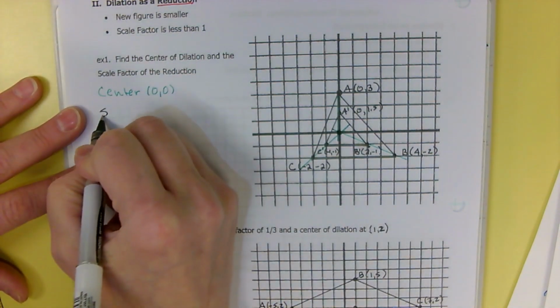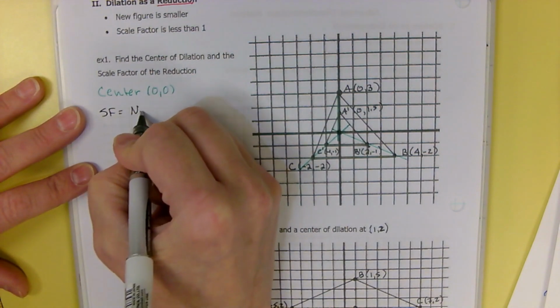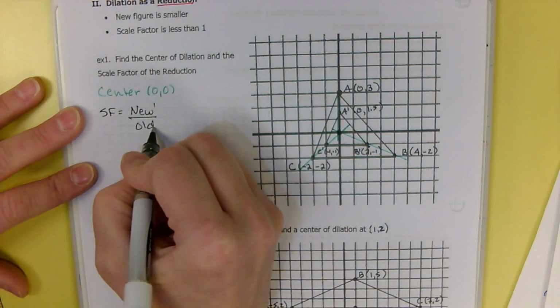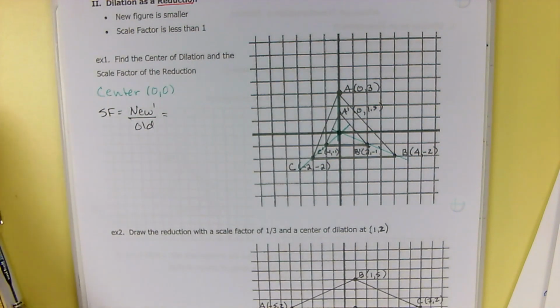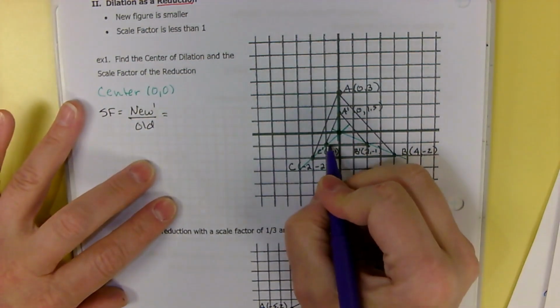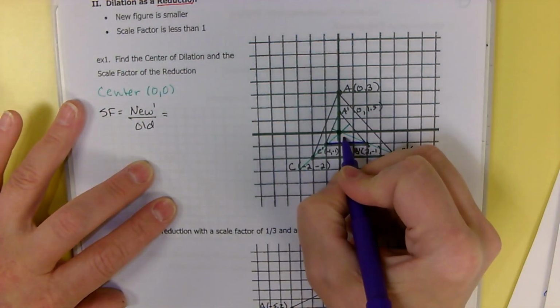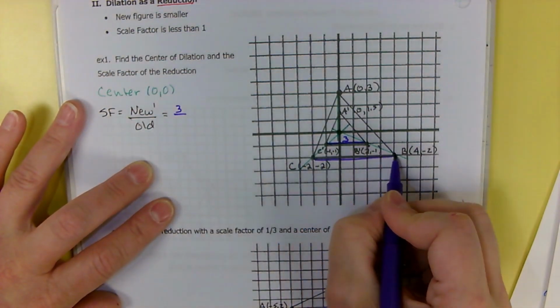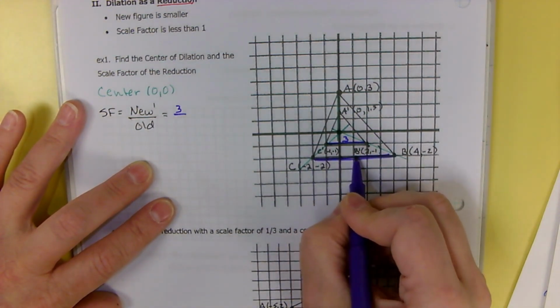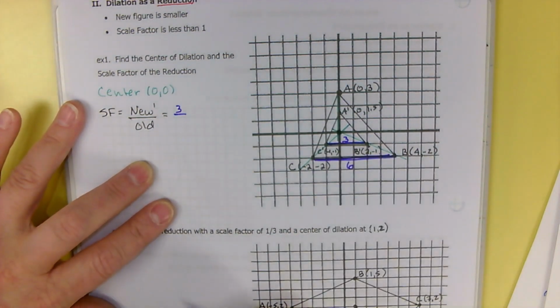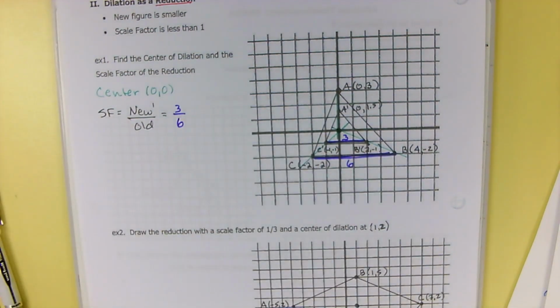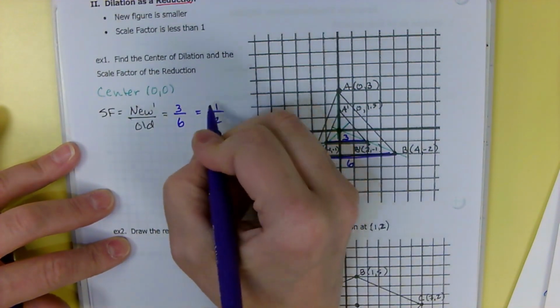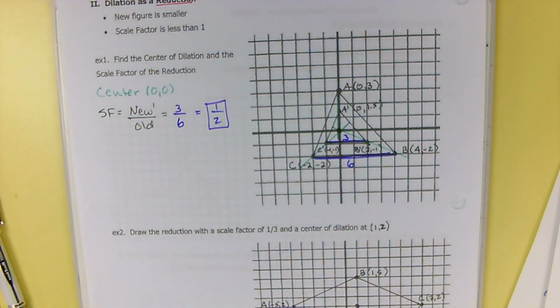All right, so the scale factor, the formula is the same. It is still a new length over an old length. And again, if you can count the squares, it's much easier than doing distance formula. So I'm going to use the count the squares. My new side, C prime, B prime is here. That is 3 squares. My old CB is here. 1, 2, 3, 4, 5, 6. That is 6 squares. That's the old one. And 3 over 6 equals 1/2, which is definitely less than 1. So it is a scale factor for reduction.